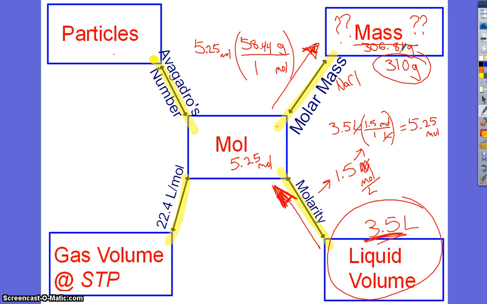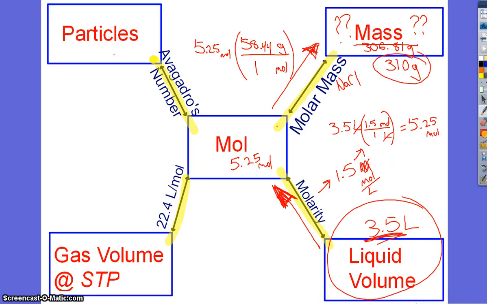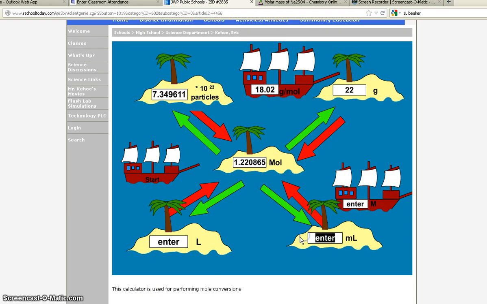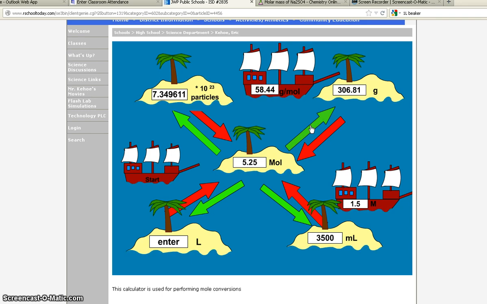I can double check that with my mole island calculator. So I'll go back here. Entering this, that was in liters, so it's 3.5 liters. This is 3,500, whoops, not 1,000, so 3,500 milliliters. 1.5 molarity. My molar mass was 58.44. Calculate moles again, 5.25. Calculate grams, 306.81. I know I did it correctly.